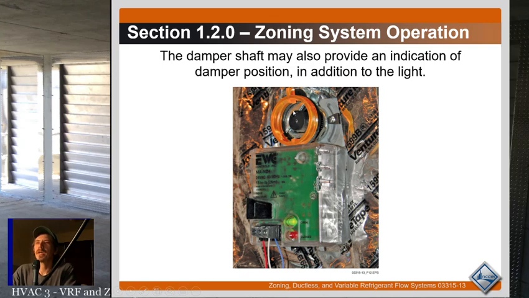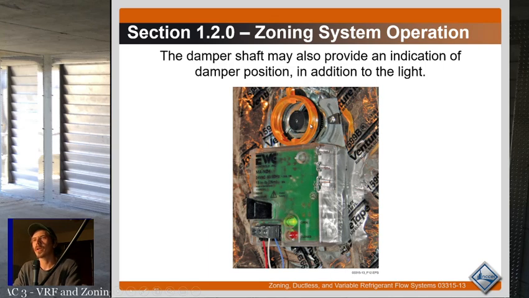If you're trying to figure out whether the zone damper is open or closed, there's usually some indicator here. On this one, right here on this side, it's just a Belimo actuator. So this thing moves, and that tells you what position it's in. One side will be fully open, one side will be fully closed.